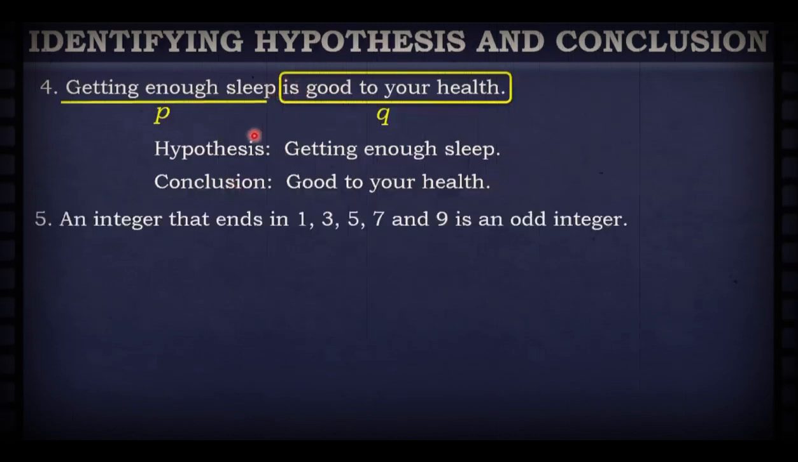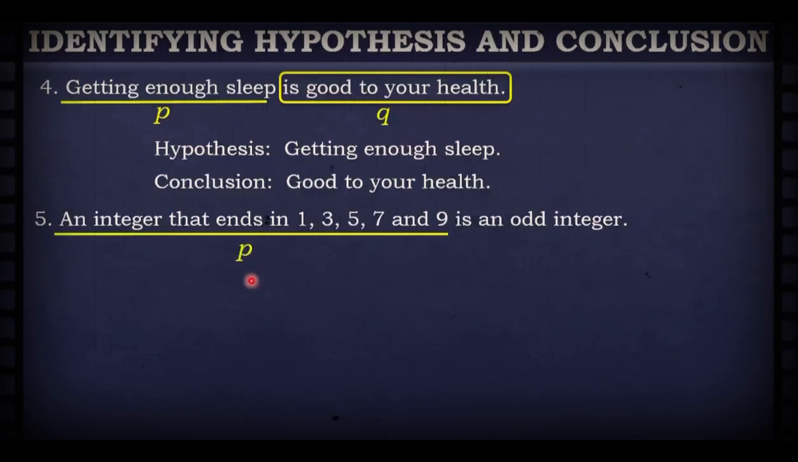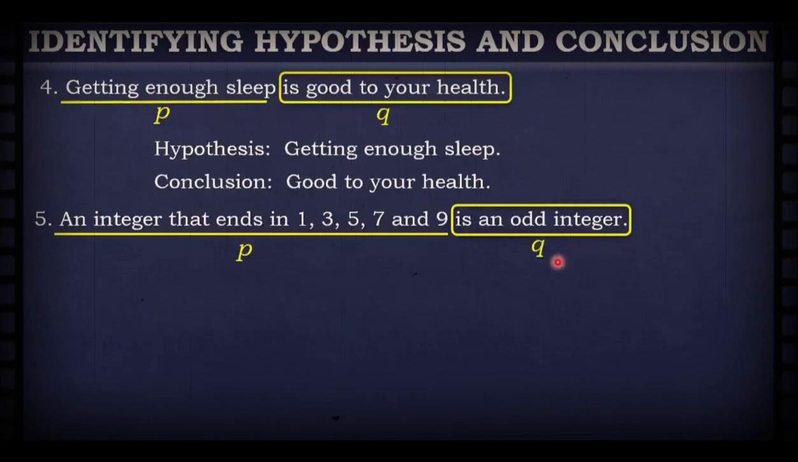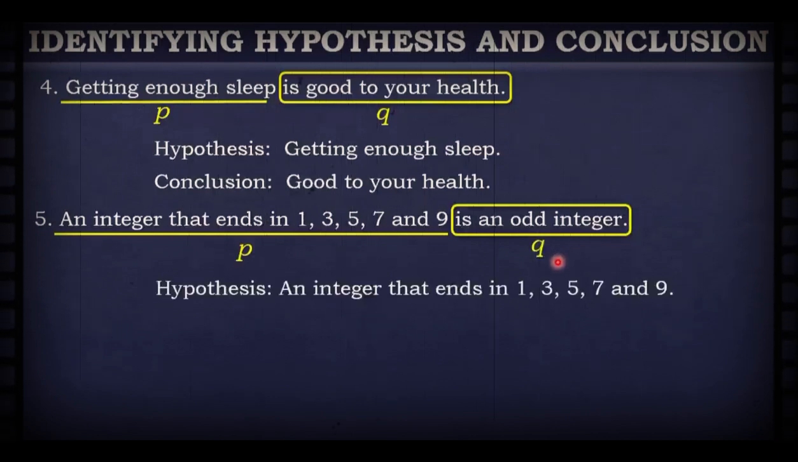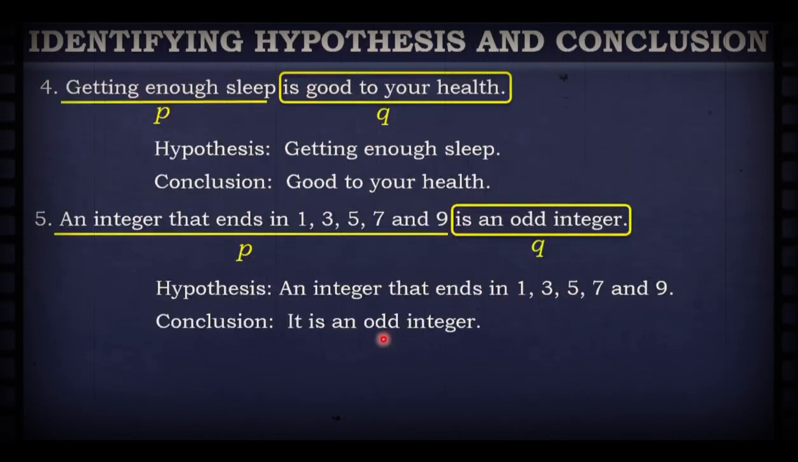Okay? Next, number 5. So an integer that ends in 1, 3, 5, 7, and 9 is an odd integer. So our hypothesis here, your P is an integer that ends in 1, 3, 5, 7, and 9. So anong concept ito? Odd integer. So this is your conclusion. This is your Q. Okay, so your hypothesis is an integer that ends in 1, 3, 5, 7, and 9. And your conclusion, it is an odd integer.